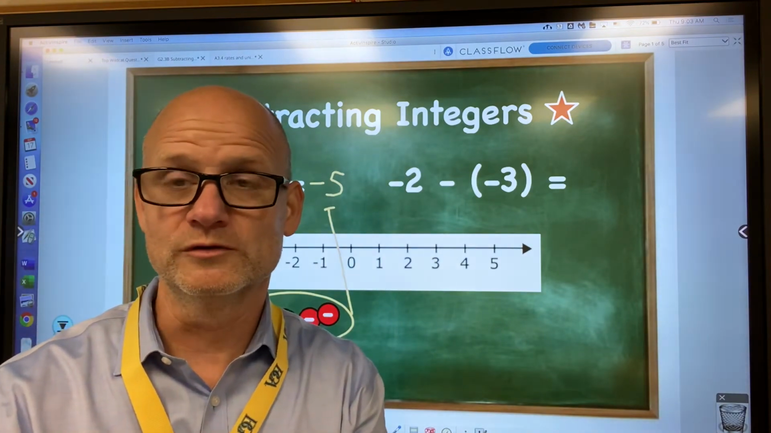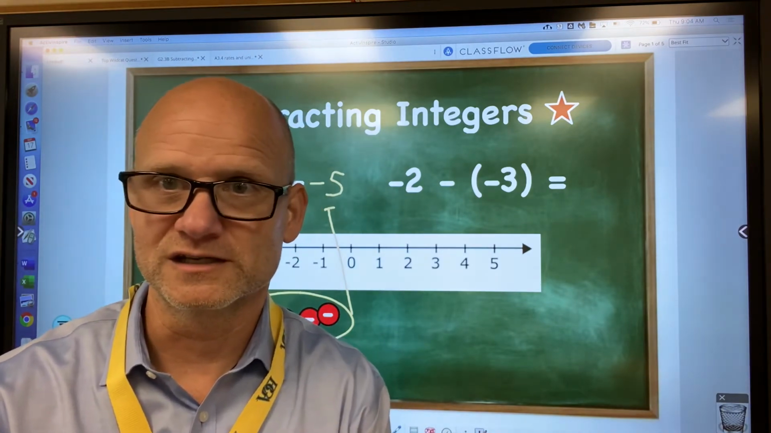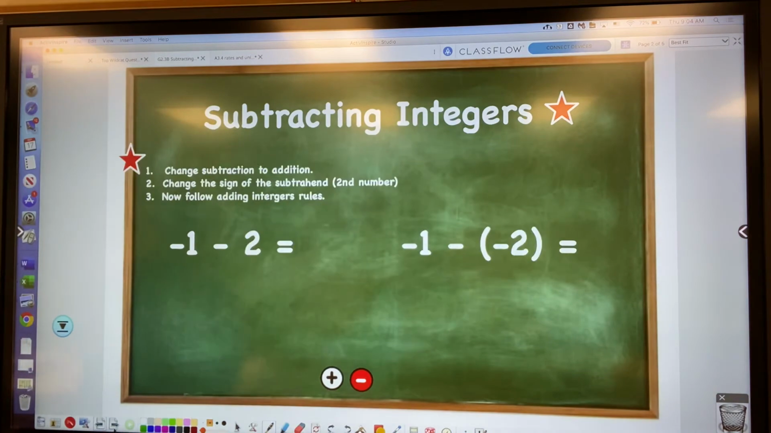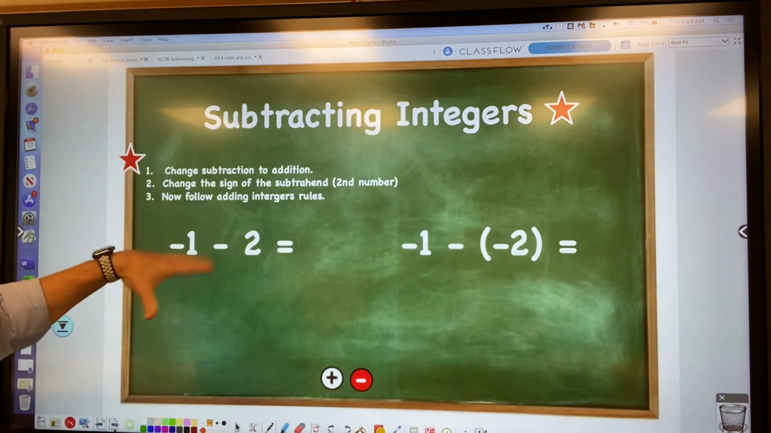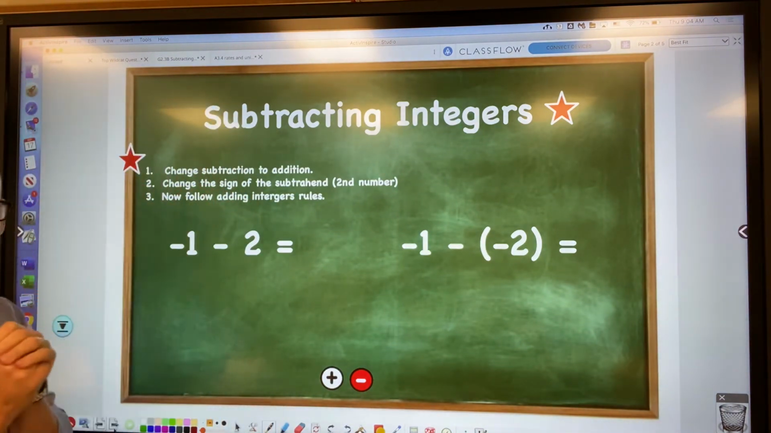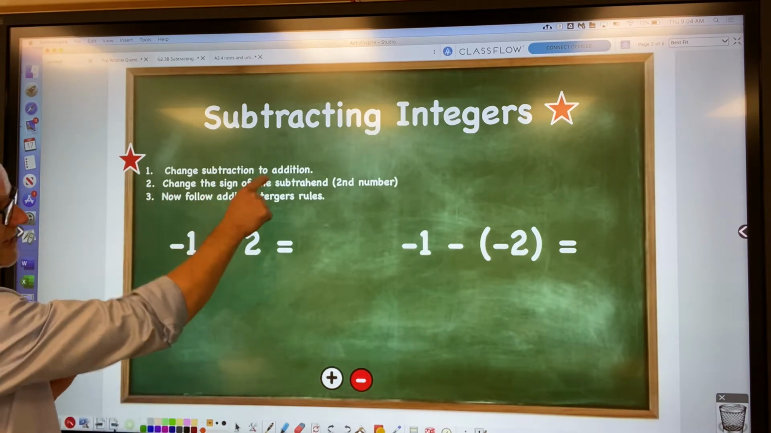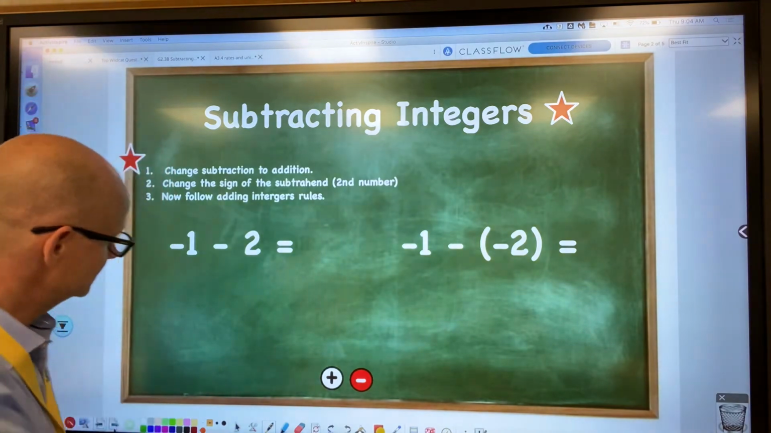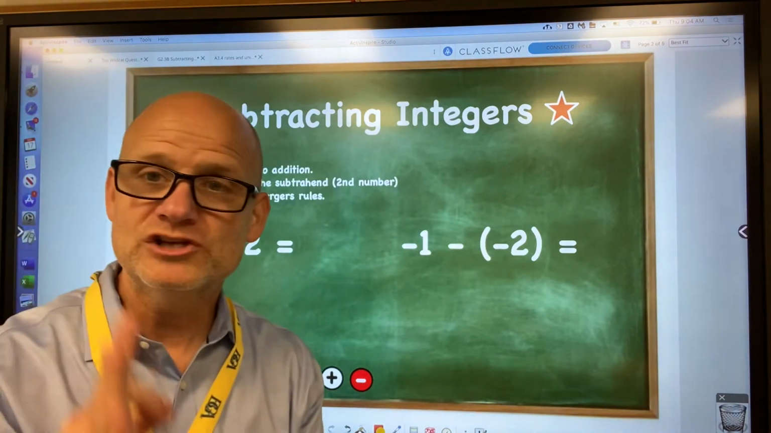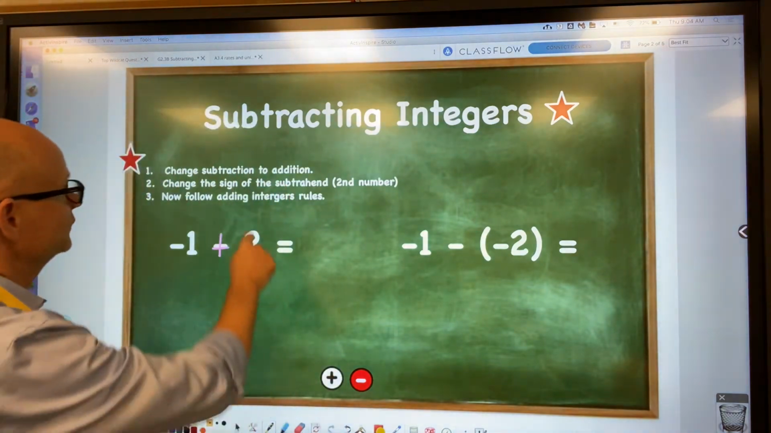Now I'm just going to show you the process to solving these problems, because you're not always going to have counters to figure out the difference in an adding or subtracting integers problem. So write this down. The very first thing you should do when you're subtracting integers. Press pause or write this down, then we'll go over it. First thing you should do, it says change the subtraction to addition. So do you see this subtraction? You're just going to change it to addition.